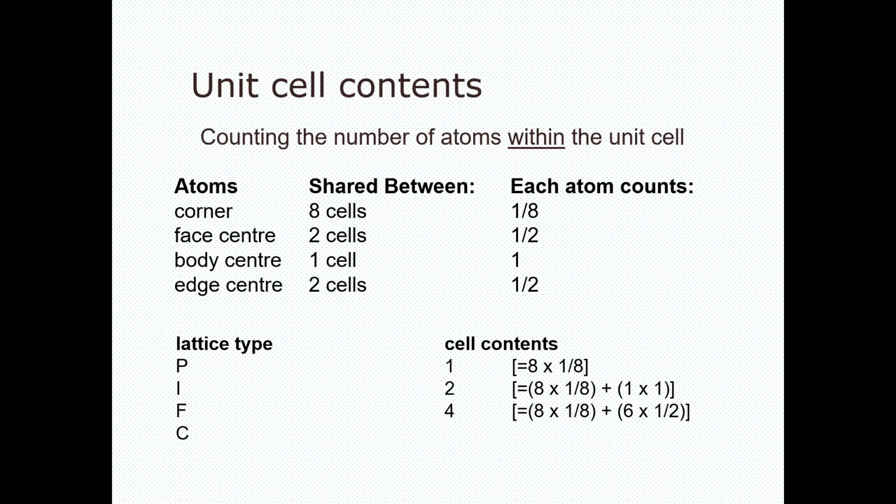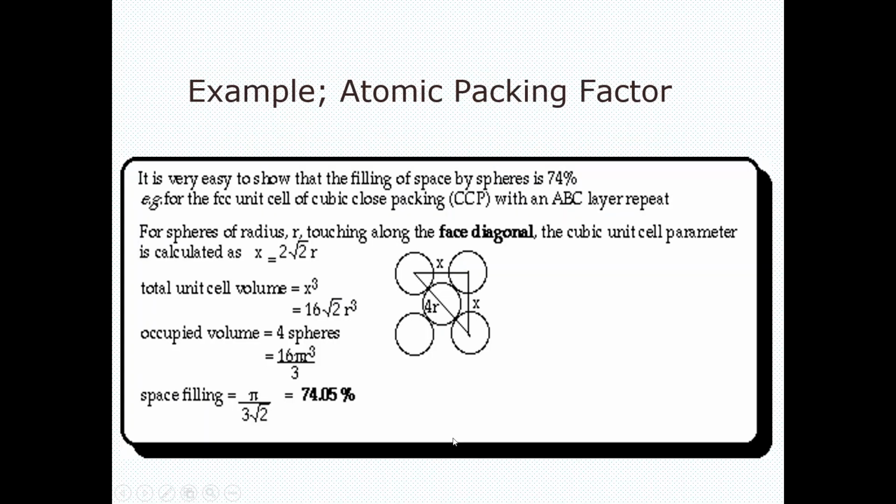And for side centered we again have 2 cell content, and again you can do the calculation. We have two sides, up and down. At the corners, as in simple cubic, we have 1 over 8 of an atom and we have 8 corners, which is equal to 1. Then we have the top and bottom sides, these two sides, and each side contains 1 by 2, so the total content is equal to 2.